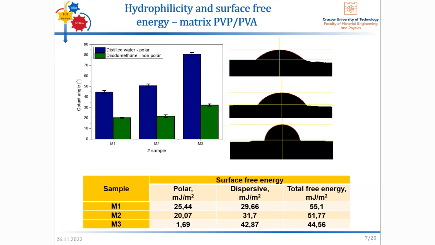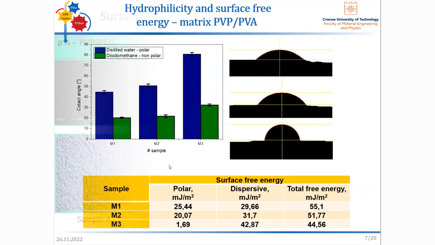And it was shown that the cells prefer to attach to surfaces of moderate hydrophilicity than to very hydrophobic surfaces. That's why we always want to have the contact angle below 90 degrees. That means this biomaterial has a moderate hydrophilicity. And in the case of matrices, PVOP, PVI, we are always below 90 degrees, and the total free surface energy is the highest for the pure polymer matrix without any additives.